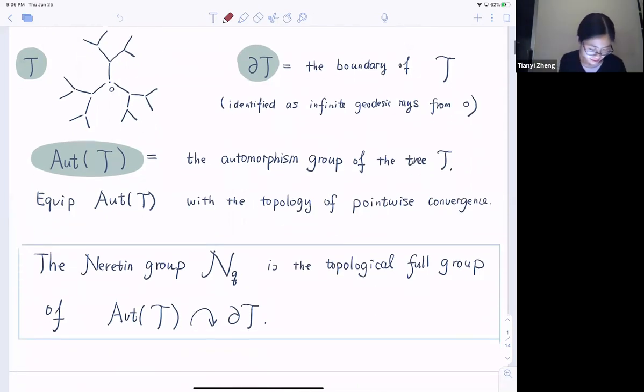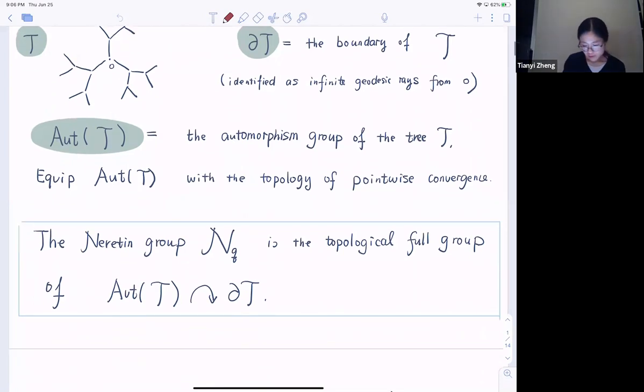So we'll need the automorphism group of the tree, and it is equipped with the topology of pointwise convergence. So this is a nice locally compact group, totally disconnected. So maybe the quickest way to define the Neretin group is to say it is the topological full group of the action of automorphisms of the tree on its boundary. The automorphisms of the tree extend to the boundary, and then you have a nice group action on a Cantor set, and then you can take the topological full group of it.